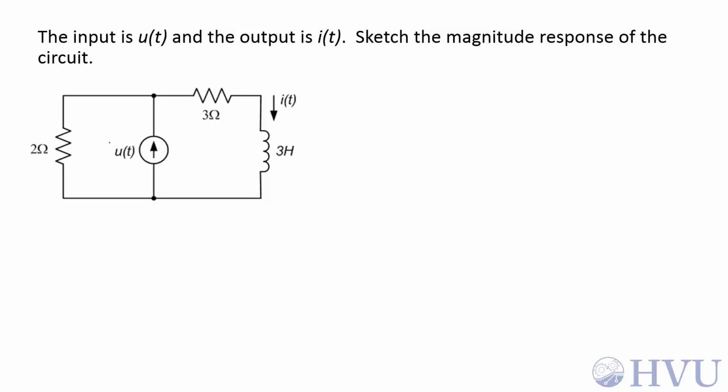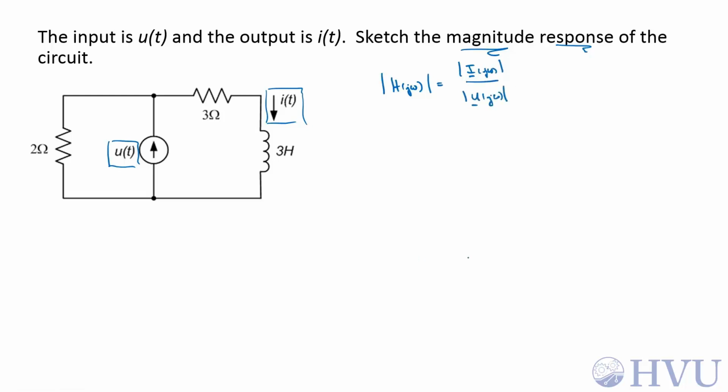In this circuit, our input is u(t), this current source, and our output is i(t), the current through the 3 henry inductor. We want to sketch the magnitude response for this circuit. So we want the magnitude of H(jω) as a sketch, which is the magnitude of the output as a function of frequency over the magnitude of the input as a function of frequency.